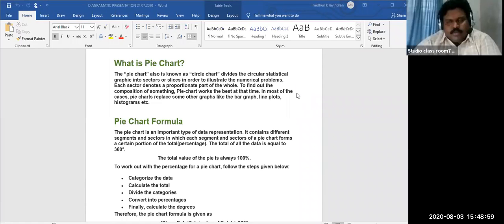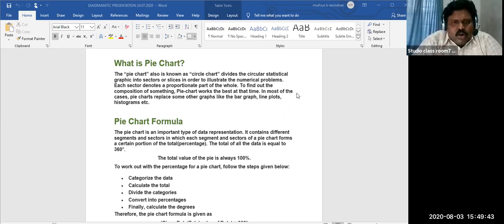Yeah, fine. So here come some questions. First question: what is a pie chart? One marker question. The pie chart, also known as a circle chart, angular diagram or pie diagram, many different words basically we use, divides the circular statistical graphic into sectors or slices. One full circle we are dividing into sectors or slices, small pieces, in order to illustrate numerical problems, mathematical data or statistical data, converting them into a picture.